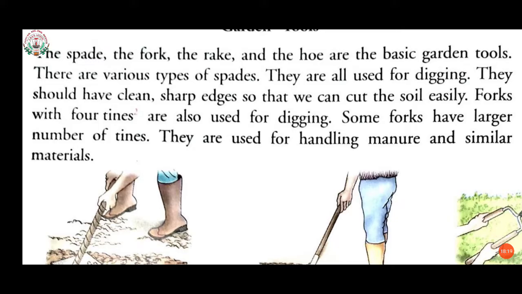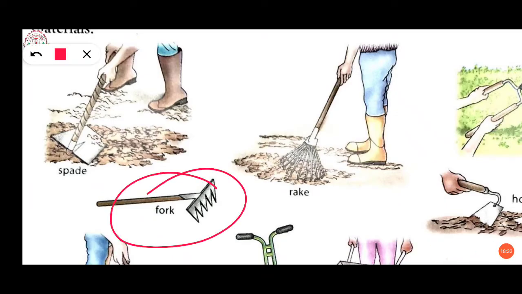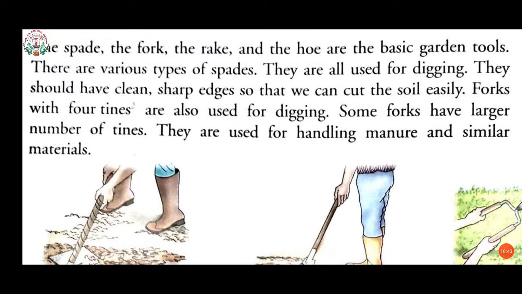Now second is forks. Forks with 4 tines. 4 tines means pointed parts of a fork. I want to show you this one over here. This is a fork and it contains a number of tines. Here you can see these are called tines, that is, pointed parts of a fork. And the fork can also be used for digging.